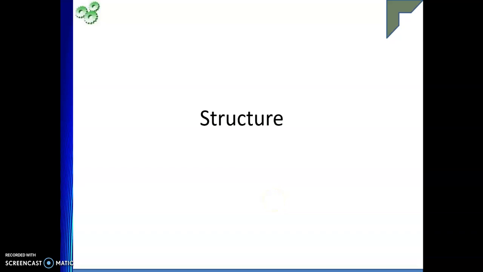Welcome to the session of structure. So, in this particular session, I will be talking to you regarding structure. So, what exactly is a structure and why do you think structure is actually required?